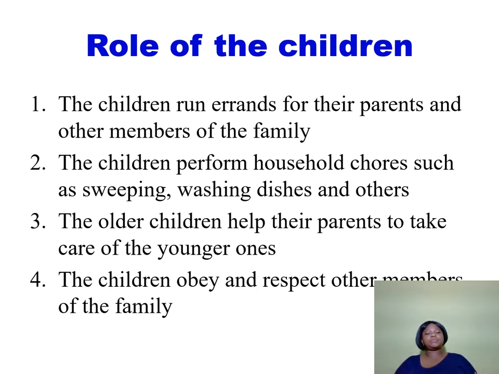Alright, number three. The older children help their parents to take care of the younger ones. The older children do what? Help their parents to take care of their younger ones. Yeah, baby. Your older sibling will take care of you. Okay? That is it. So if you're in the house and it's your sibling or your sister that is older than you, make sure you respect her so much because she has been doing a whole lot of duties.